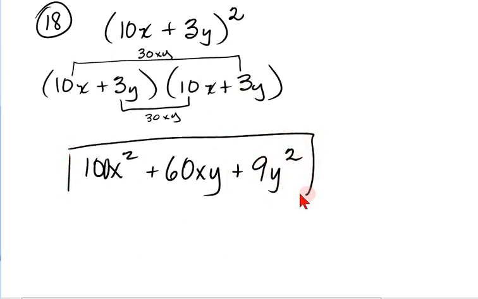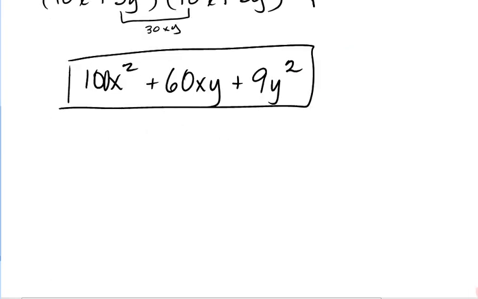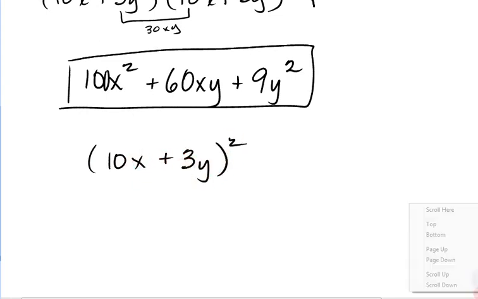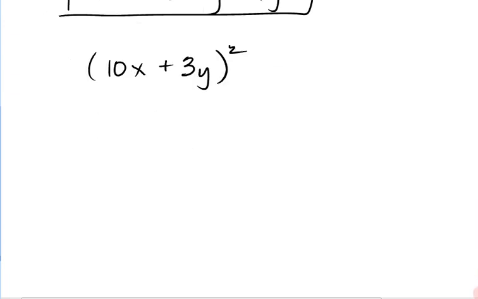Now, that was doing it by FOIL. Absolutely fine, nothing wrong with it. But we did learn how to square a binomial. If you have 10x plus 3y quantity squared. That's synthetic? No, this one's not synthetic. This was just a shortcut. We had that whole day of shortcuts.